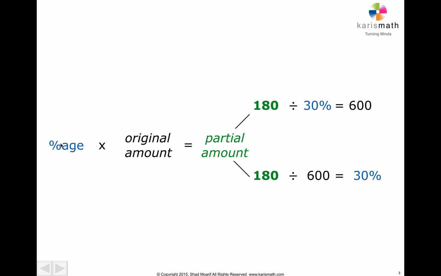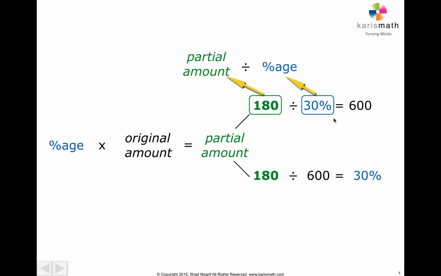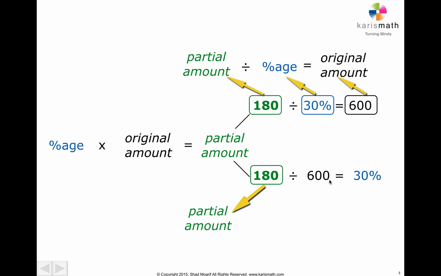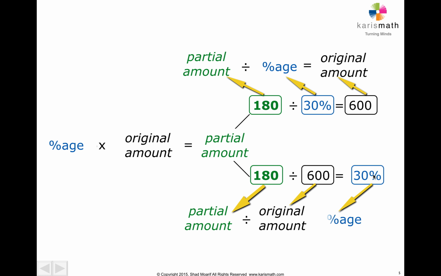Now notice, percentage of a large or original amount gives us a partial amount. Look at it here. Partial amount divided by the percentage gives us the original amount. And over here we have a partial amount divided by the original amount gives us the percentage.